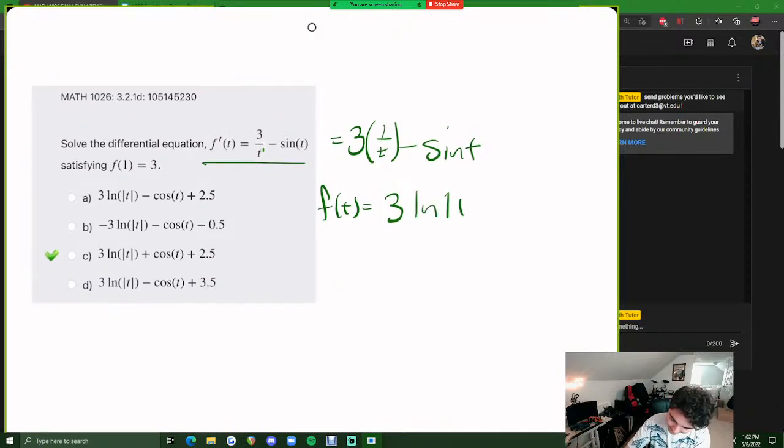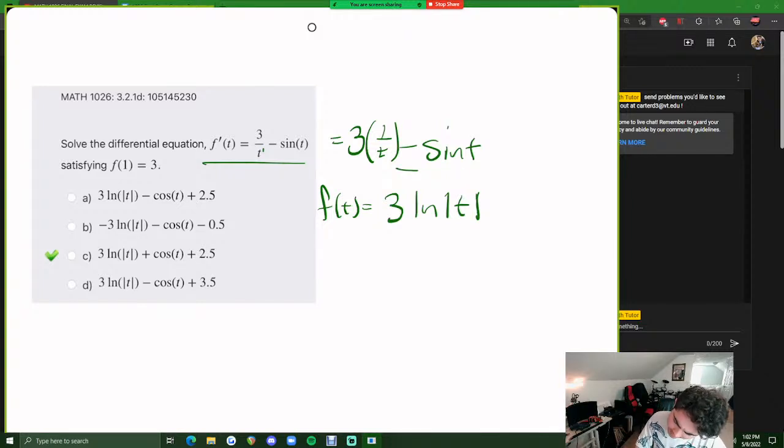Natural log of t. So the derivative of natural log of x is 1 over x. Derivative of natural log of t is 1 over t, and you will always see absolute value bars around the t in the natural log. It's just a good habit to get into when you take the antiderivative.